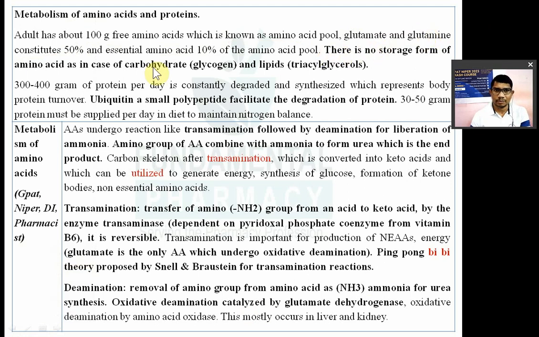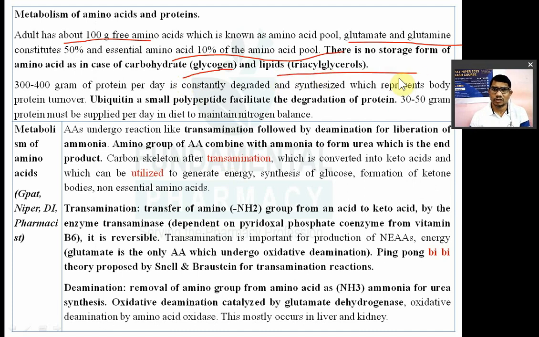So 100 grams of free amino acids are present in the body. Out of that, 50% is composed of glutamate and glutamine. 10% of the amino acid pool is essential amino acids. Then there is no storage form of amino acid, as in case of carbohydrate there is glycogen, as in case of lipid there is triglyceride.